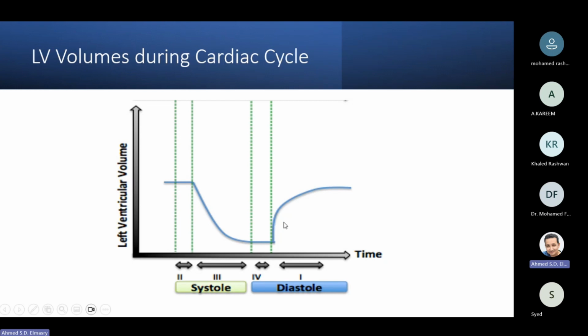After that, the isovolumetric relaxation phase will be initiated, and there is no change in the volume in this one because the mitral and aortic valves are closed. After that, the mitral valve here at this point will start the opening, and the left ventricle filling will start, leading to an increase of the ventricle volume, which will reach the maximum here at this point, which is the end diastolic volume. And here at this point, this is the end systolic volume. The difference between the end diastolic volume and the end systolic volume is equal to the stroke volume.